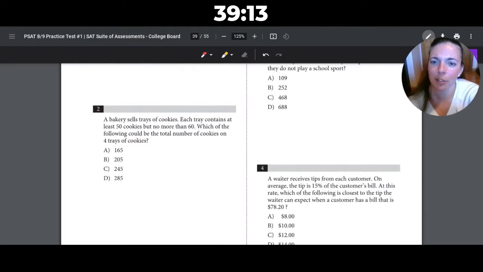Number 2, a bakery sells trays of cookies. Each tray contains at least 50 cookies, but no more than 60. Which of the following could be the total number of cookies on 4 trays of cookies?